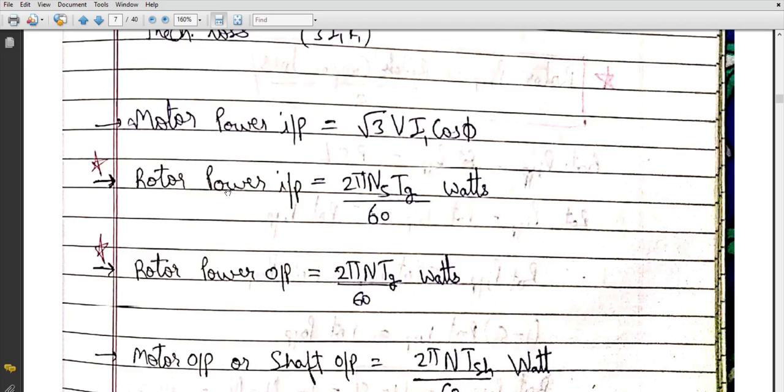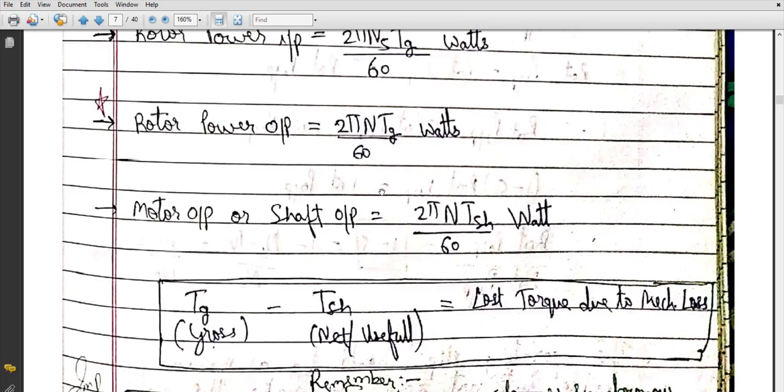If you want to develop the electromagnetic torque corresponding to this rotor input, that is PAG, then you take your synchronous speed. This is very important, keep it in mind. If you want to derive the electromagnetic torque corresponding to your air gap power, you will always take the synchronous speed. And if you want to derive it with respect to your shaft power or rotor power, then you will always take the rotor speed, this n. You must be very clear about this.